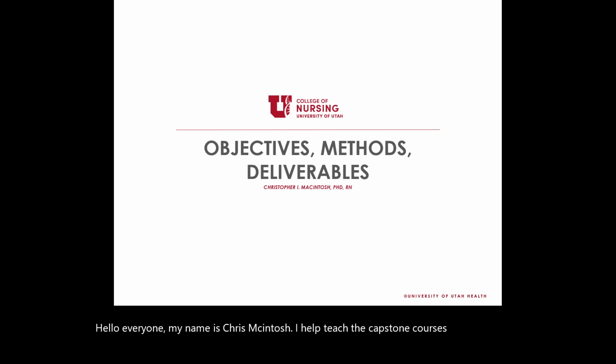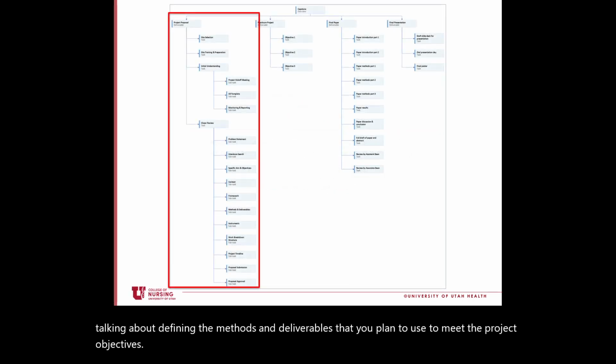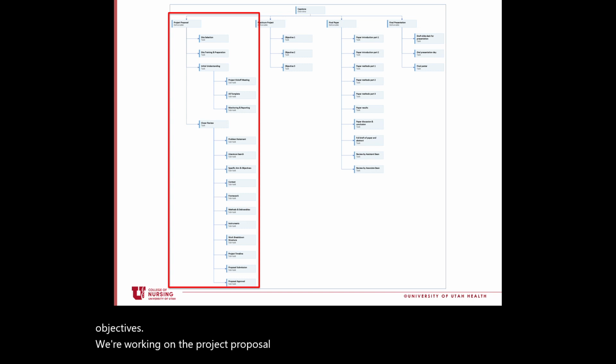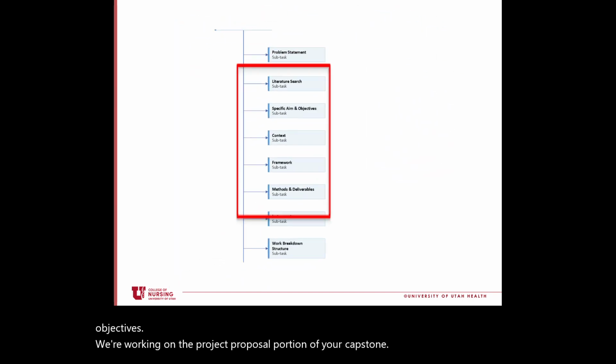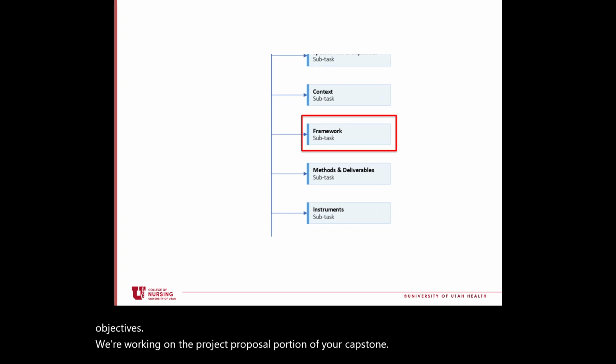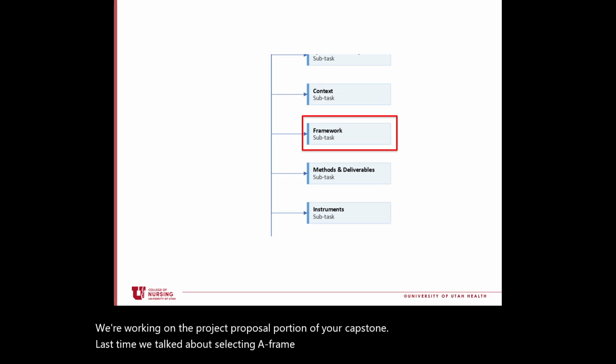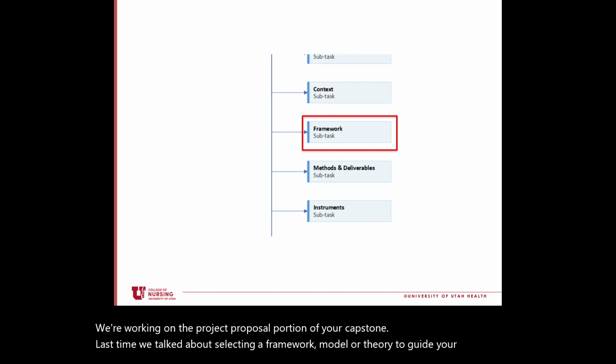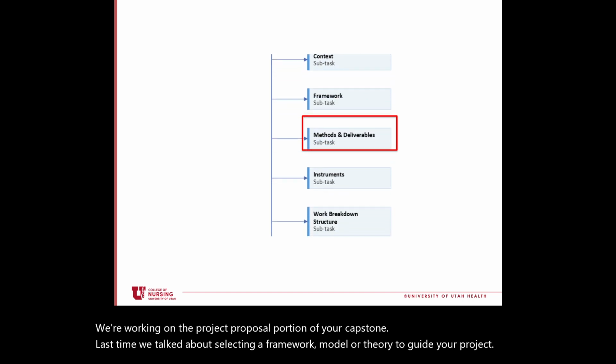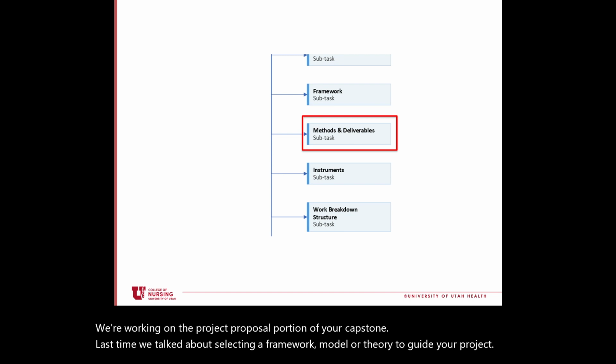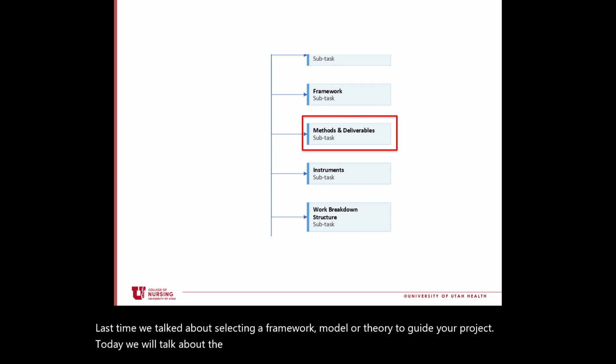Today we're talking about defining the methods and deliverables that you plan to use to meet the project objectives. We're working on the project proposal portion of your capstone. Last time we talked about selecting a framework, model, or theory to guide your project. Today we'll talk about the methods and deliverables for your project objectives.